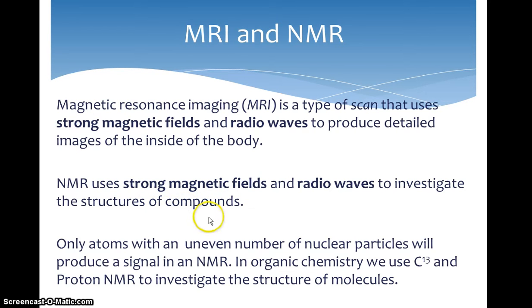Now, NMR will only work if the atoms that we're investigating have got an uneven number of particles in their nucleus. So in organic chemistry, we use carbon-13 and proton NMR to investigate the structure of molecules.